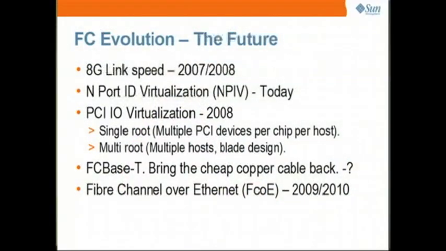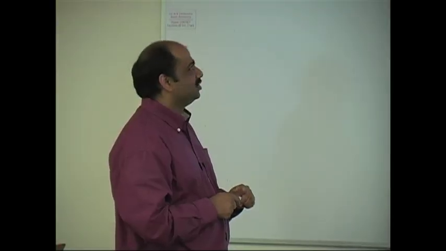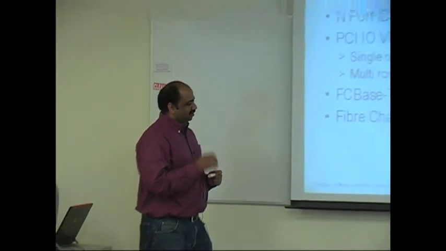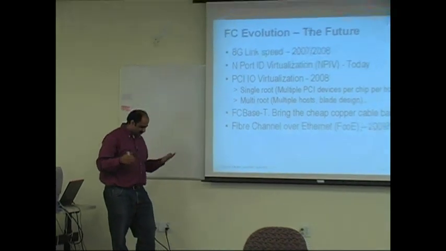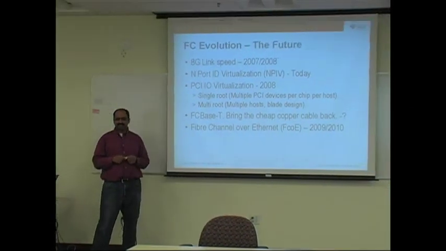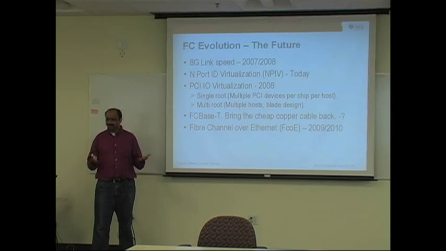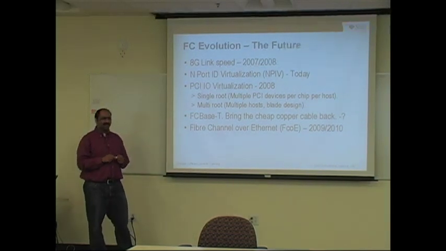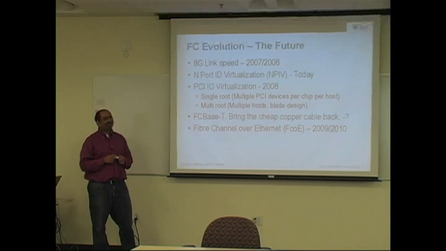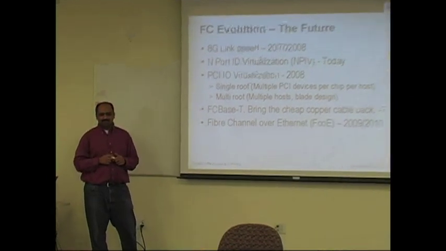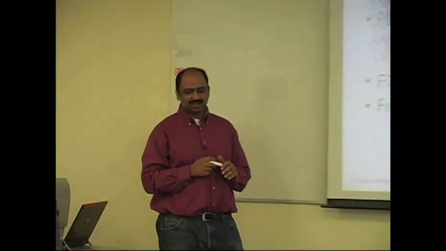I know. We have 8 gig link speed coming up in the 2007, 2008 timeframe. We have another interesting technology coming up called endpoint ID virtualization, called NPIV. When we went to 8 gig link speed, people said, wait a second, this is too much bandwidth. How do I use it? And everybody is now into virtualization and VMware, and so the Fibre Channel folks thought about it and said, okay, we can do virtualization too. So they came up with NPIV.